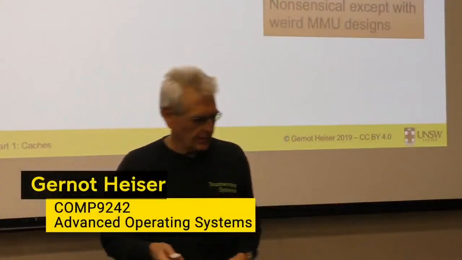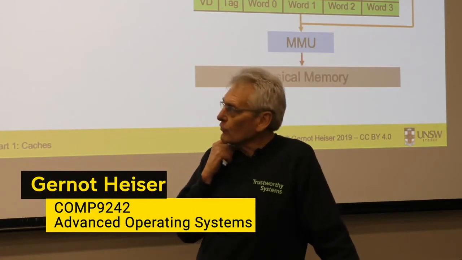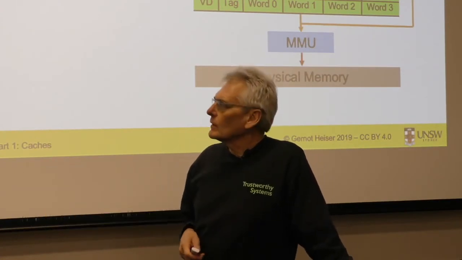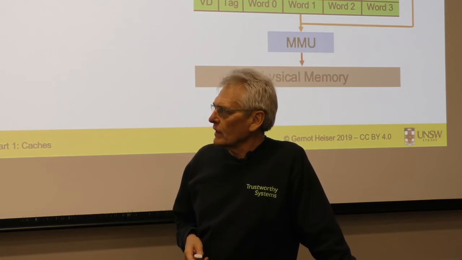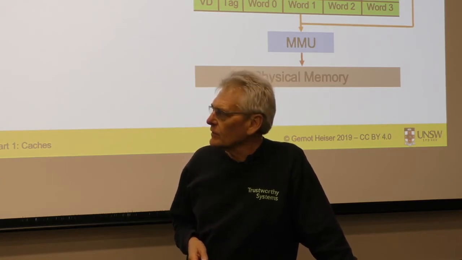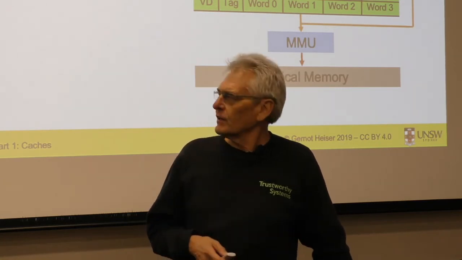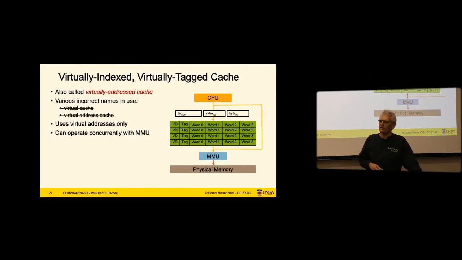Welcome back. Okay, so now let's go through these different schemes. The first one, the VV cache, virtually tagged, virtually indexed, goes under all sorts of funny names. Virtually addressed cache, that's insensible. Virtual cache is not, because that would be a cache that seems to be there but isn't. And the virtual address cache is also nonsensical, because that would be something that caches virtual addresses, right?